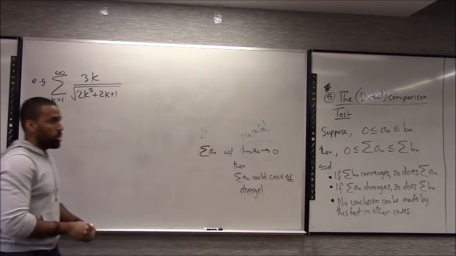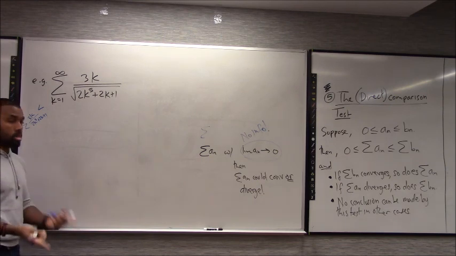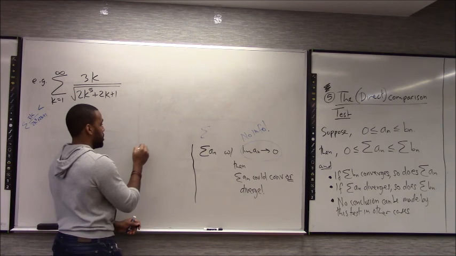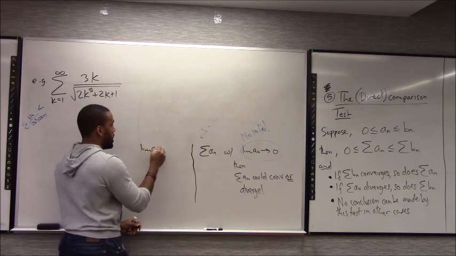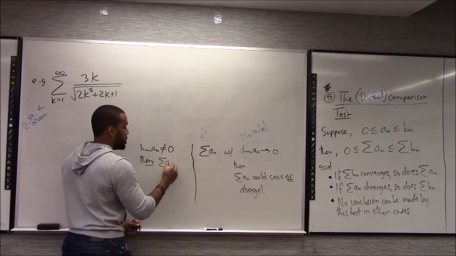In general, just knowing that it goes to 0 doesn't tell you anything, right? What tells you something is if it does not go to 0. That's the important thing. So there is a test for divergence. If the limit of a_n is not 0, then you know for sure that the series diverges.